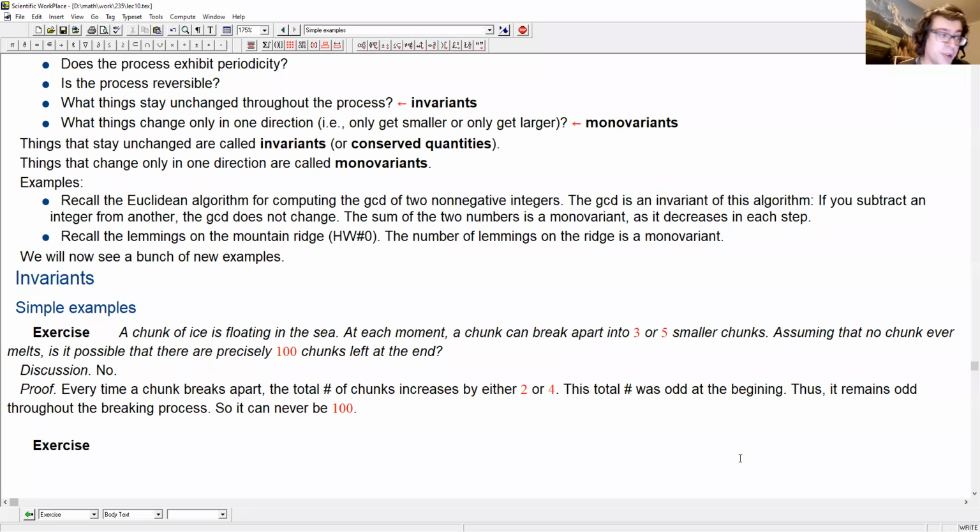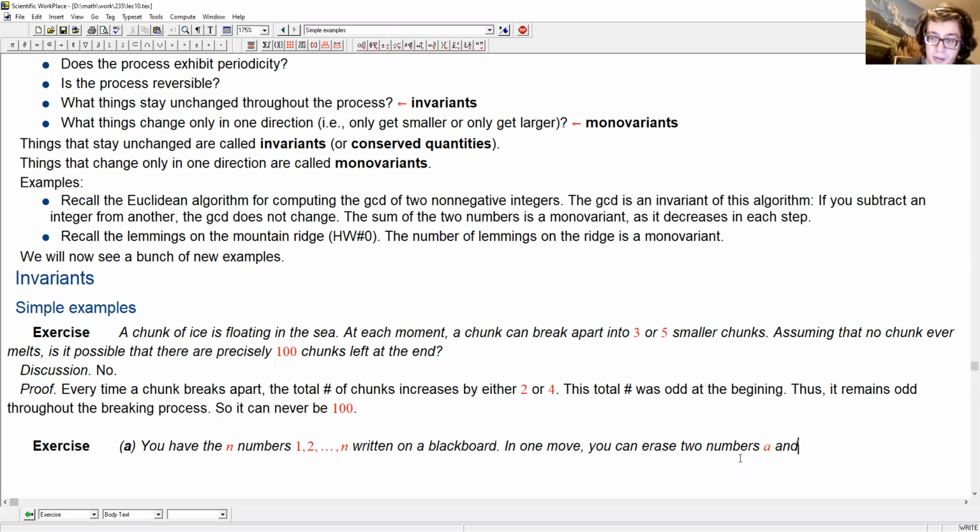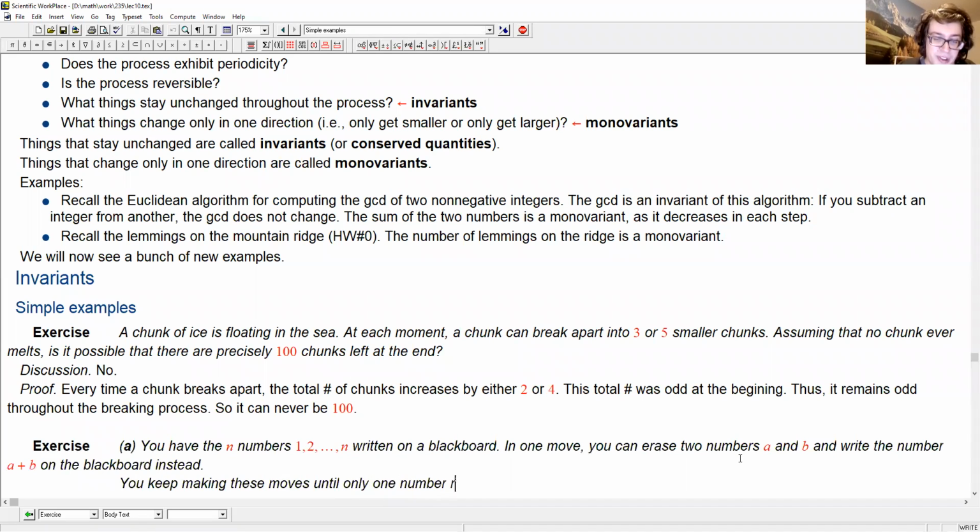Here's a slightly trickier one. Part A. You have the n numbers 1, 2, and so on up to n written on a blackboard for some given n. In one move, you can erase two numbers a and b and write the number a plus b on the blackboard instead. You keep making these moves until only one number remains.